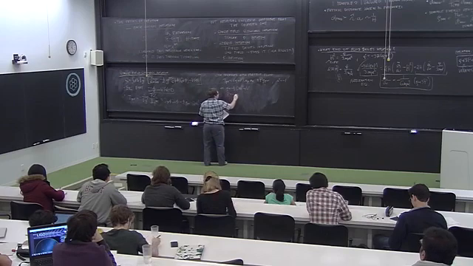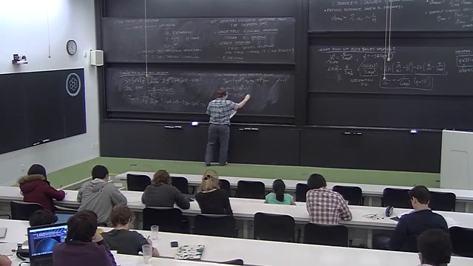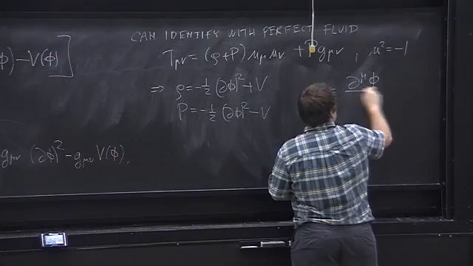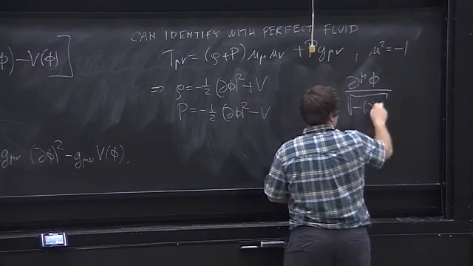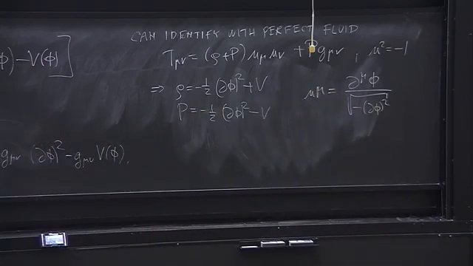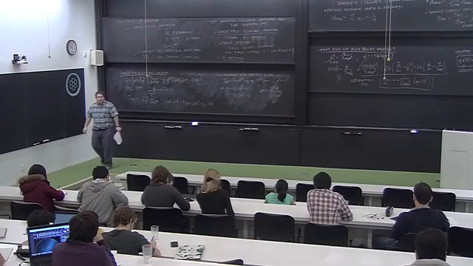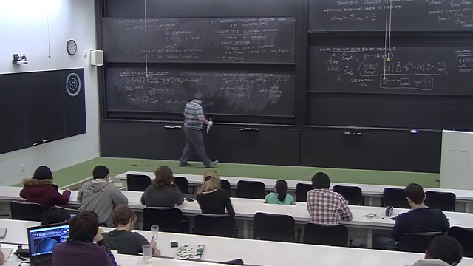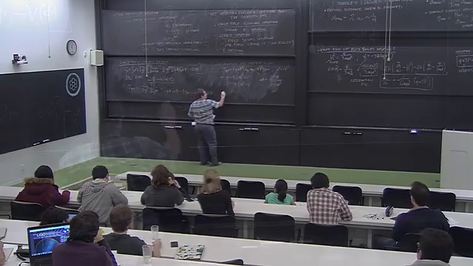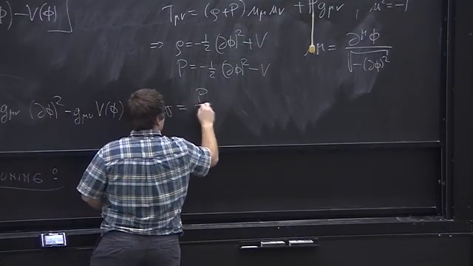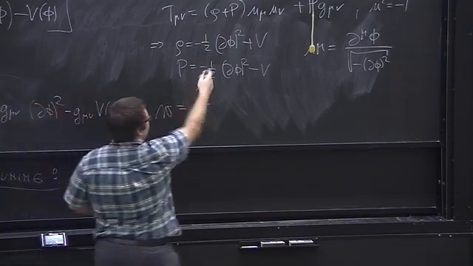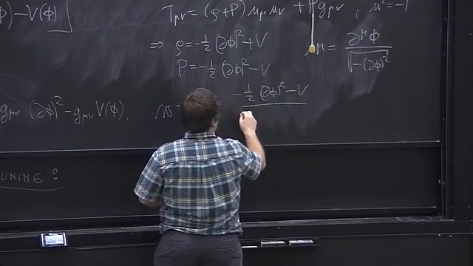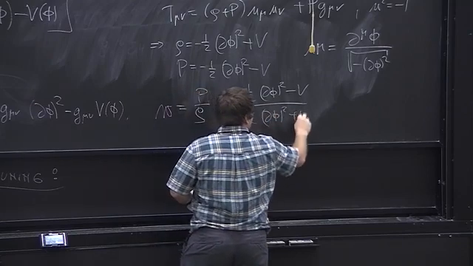P is minus 1/2 (d phi) square minus V, and u mu is d mu phi, and I want to normalize it to minus (d phi) square. Okay, so if you do this identification, you just rewrite this guy in terms of that guy. But this has a very interesting result. So now if I create this ratio p over rho, it's this thing over that thing: minus 1/2 (d phi) square minus V over minus 1/2 (d phi) square plus V.